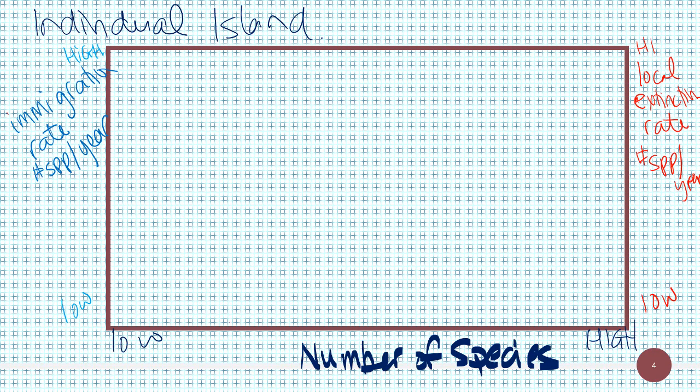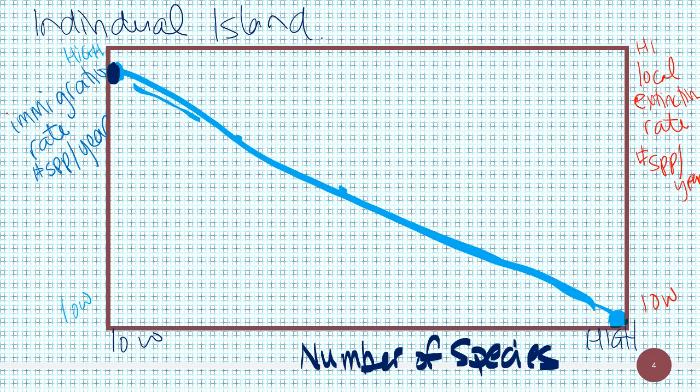So if we have very few species on our island, our immigration rates we know are going to be high because everything new coming to our island is a new species. If you already have all the species that are in the region on your island, then you're not going to have any new species coming, and you're going to have some sort of decline here. We can make that a straight line, we can make that a curved line. For all intents and purposes at this point, it's not going to make a difference.